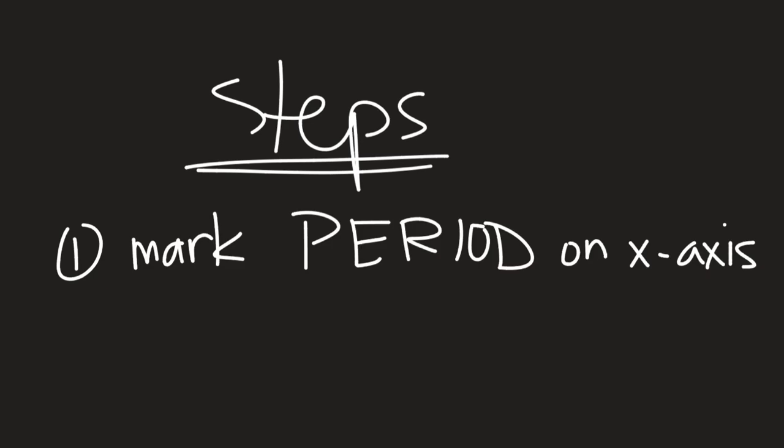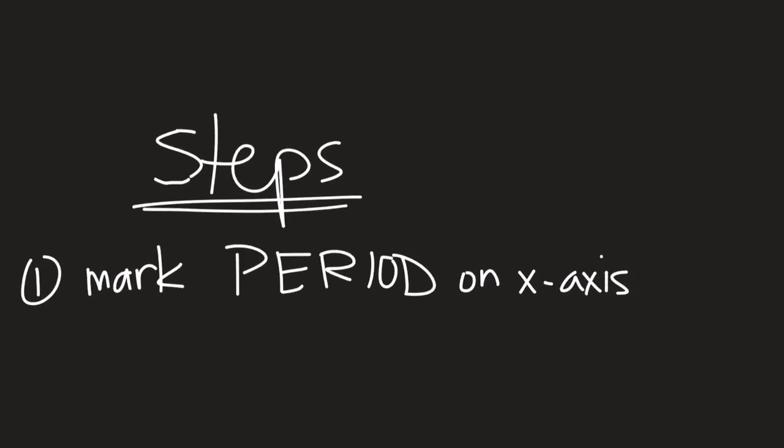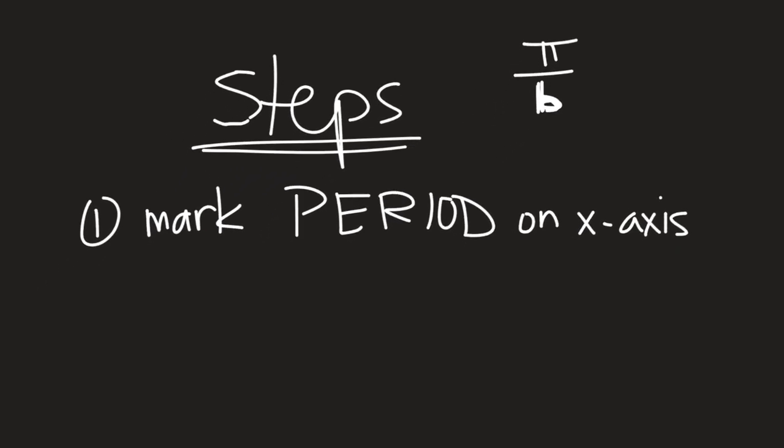Okay, step number 1. Mark your period on the x-axis. That's the most important thing when it comes to these sine and cosine, these trigonometric graphs, is the period part. Remember for tangent, the period is always pi over b, right? Just pi over b is your standard for cotangent and tangent. So pi over b, you go on the x-axis and you mark that first.